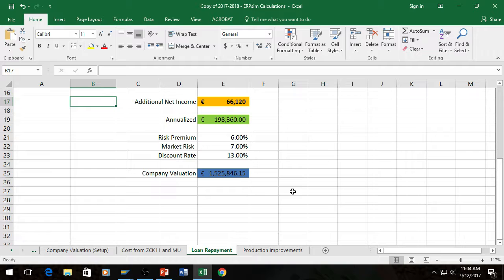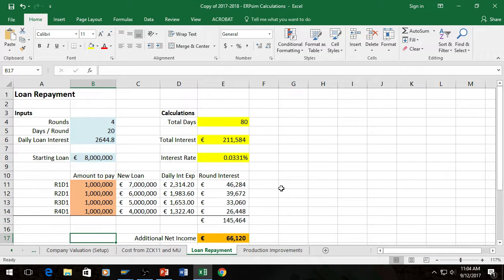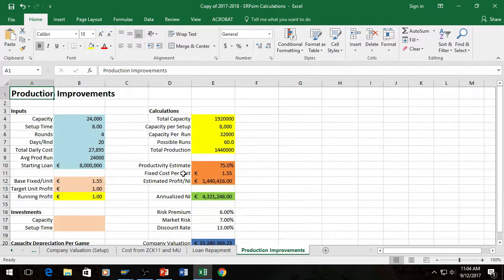So this would be something for you to consider, and again, you need to figure out the strategic reason why you would be investing in taking your cash and investing it in the loan repayment. So this is just simply reducing expenses. The next option is going to be covering the other two. So we have setup time reduction and we have increased capacity.